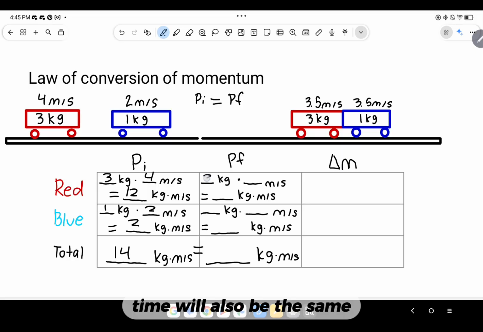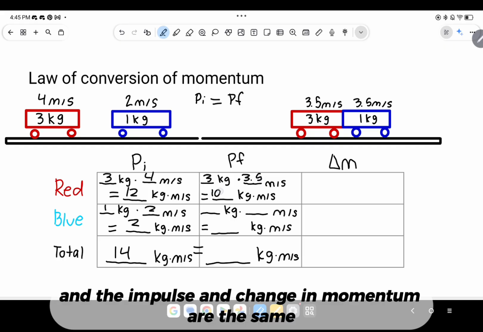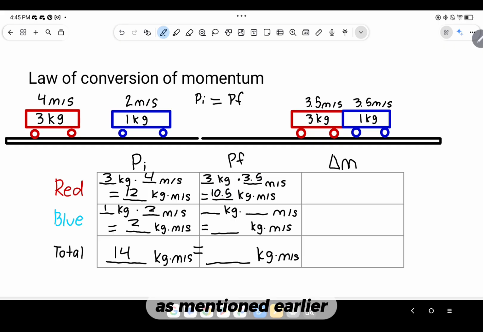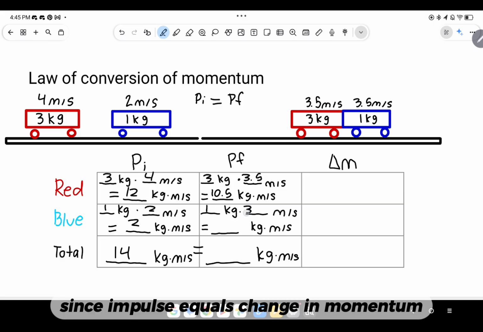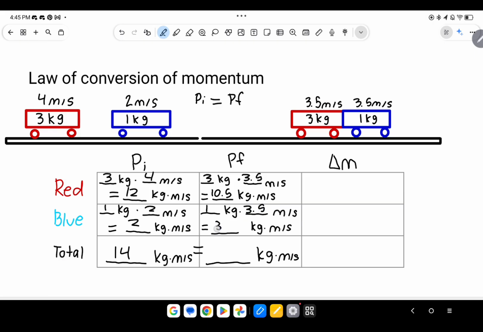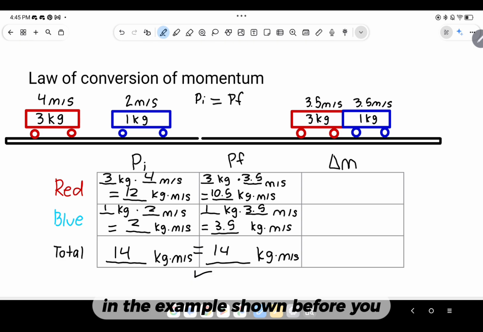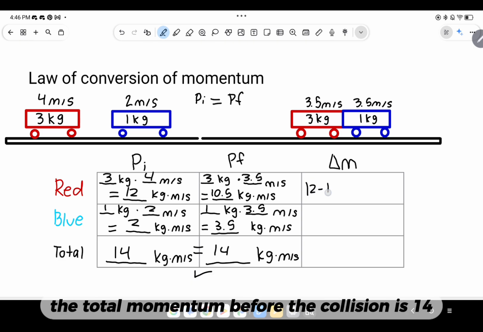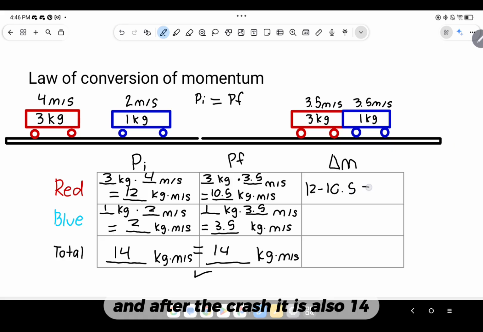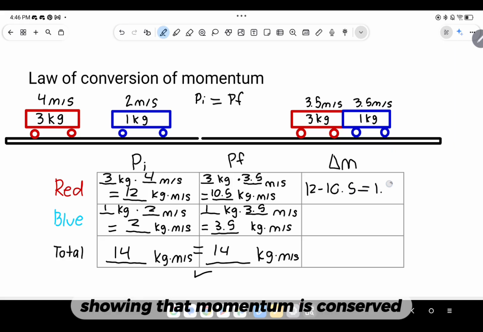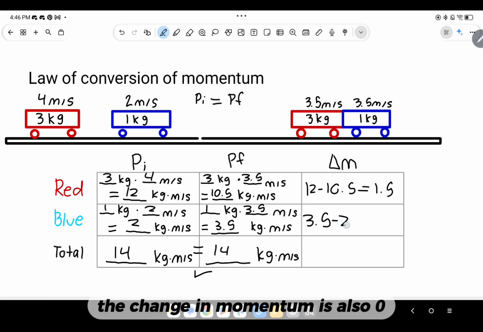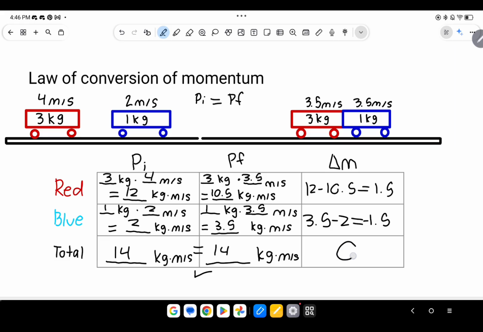Time will also be the same since the objects endure the collision for the same amount of time. And the impulse and change in momentum are the same as mentioned earlier, since impulse equals change in momentum. In the example shown before you, the total momentum before the collision is 14, and after the crash it is also 14, showing that momentum is conserved. The change in momentum is also 0, which proves that momentum is conserved in the isolated system.